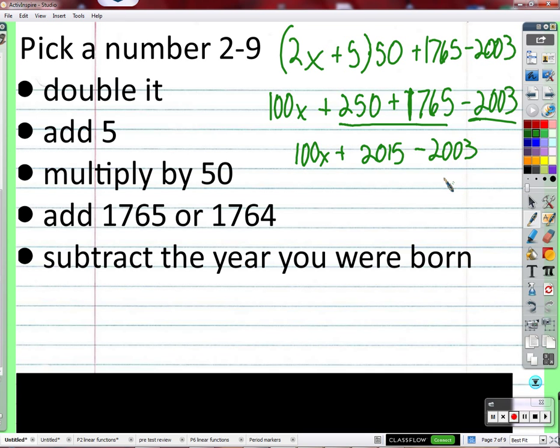How about 100 times x? That's how you get your number in front of the year. Explain that a little more. Like, you know how you picked a number? The number's x. So 2 through 9, I pick a number. That's your number times 100. So that's what you pick, 4, 400, and 13. When I multiply by 100, how do I multiply by 100? Just super fast in my head.